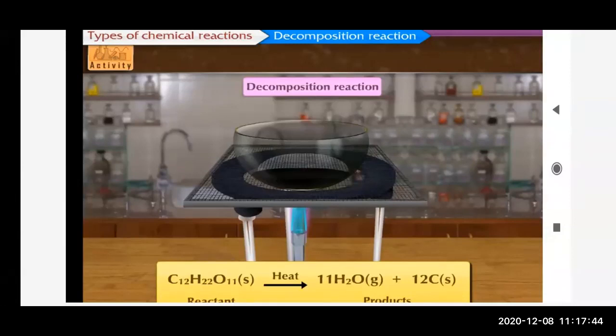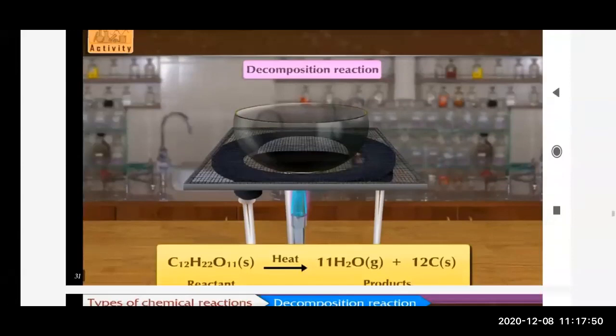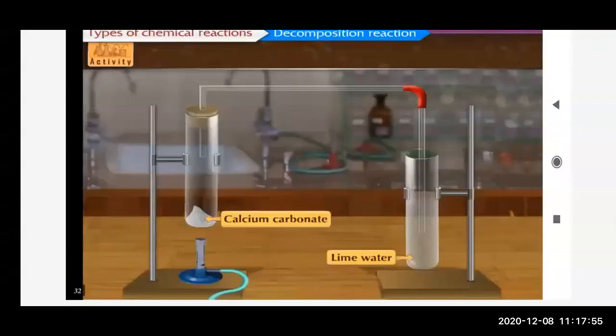And further we have seen the second activity, the decomposition of calcium carbonate. Here we have taken some calcium carbonate in a test tube and fit a bent tube to the test tube with the help of a rubber cork. We insert the other end of the bent tube into freshly prepared lime water in the second test tube, and we heat the test tube with the calcium carbonate. After heating, what happens? The lime water turns milky. Now what process actually takes place?